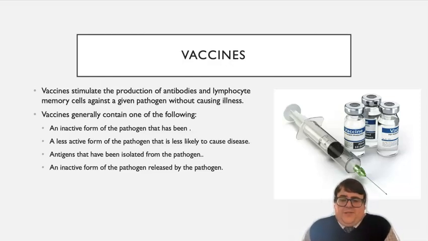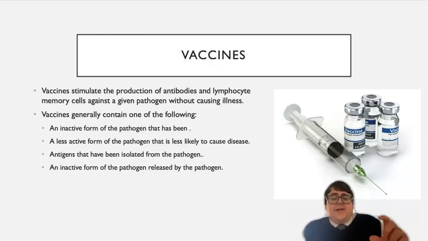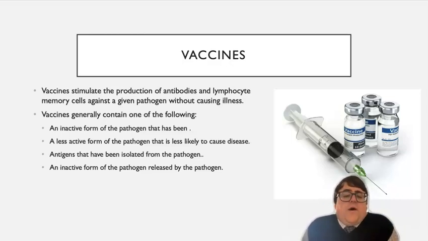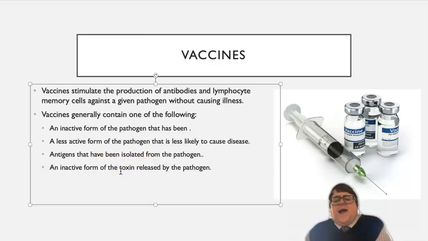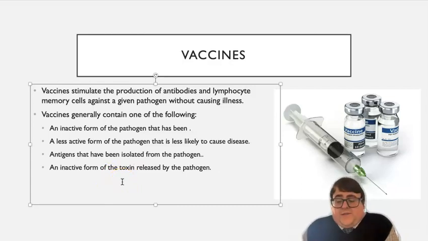So to do that, generally vaccines contain one of the following things: either an inactive form of the pathogen that has been weakened, or a less active form of the pathogen that's less likely to cause disease, just the antigens, so the antibody generators that are attached to the pathogen, or an inactive form of the toxin released by the pathogen. A few typos there. Let me just fix that one up and change the word to the word toxin. So an inactive form of the toxin released by the pathogen. So essentially, we're trying to get a response without making you sick in all those situations.